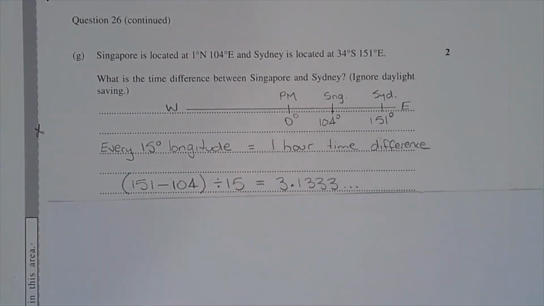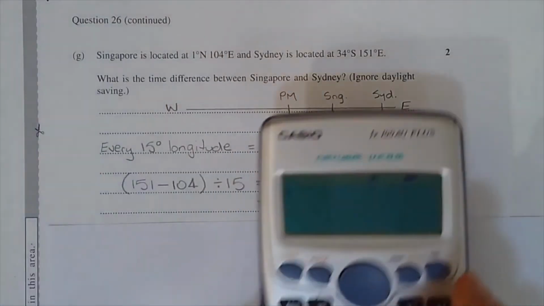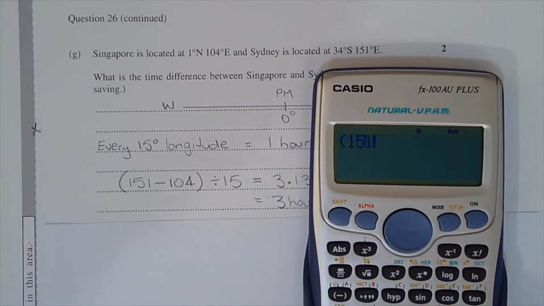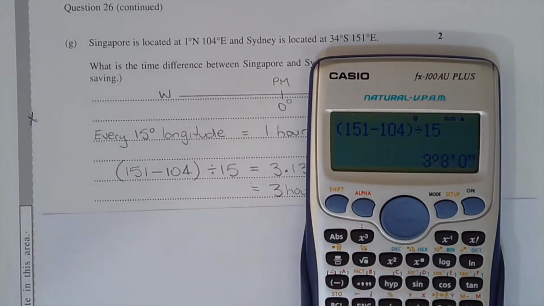And then pressing the degrees, minutes, seconds button, that converts that into hours and minutes. So I'll just demonstrate that just to show you. So 151 minus 104, divide that by 15, press equals. Now pressing the degrees, minutes, seconds button, and the answer is in hours and minutes.